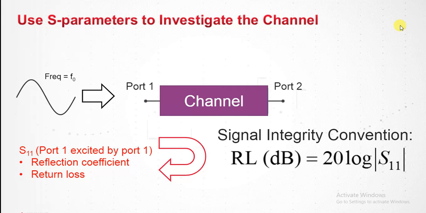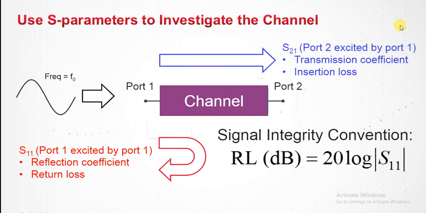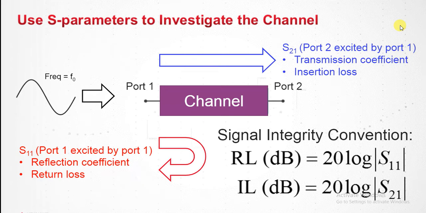Similarly, if we're looking at port 2 instead of port 1, you will see S21, which is the port 2 response excited by port 1. It's also known as the transmission coefficient and the insertion loss. Likewise, the convention in SI, signal integrity, is such that you can quote insertion loss as a positive number or negative number in dB. We will understand.